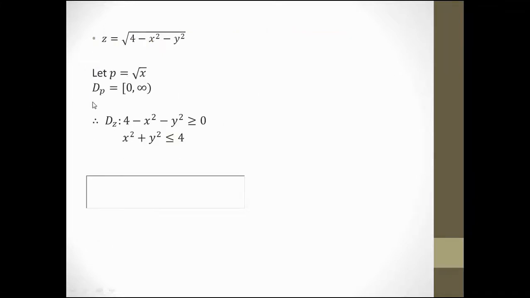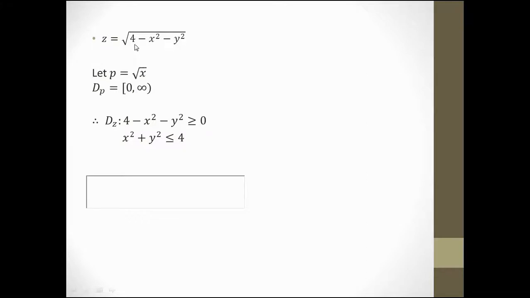Alright, so let's explore the third example. What is the domain of z right here? Let's examine the simpler case, p equal to the square root of x. And remember, this x right here is not equal to this x. This x is just some dummy variable. So what is the domain of this function? Well, the domain of the function is just 0 to infinity.